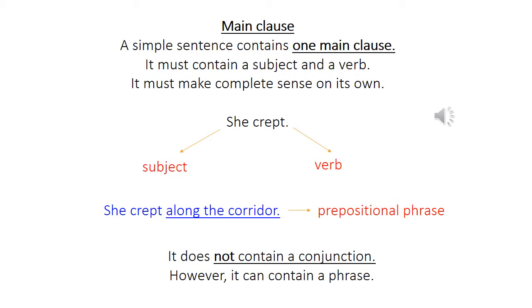The example you can see here is she crept. She is the subject and crept is the verb. You can see here that the main clause does not include a conjunction, but can include a phrase to add some more information to the main clause. For example, I could add a prepositional phrase of along the corridor to explain how she crept. This is still a simple sentence with one main clause.